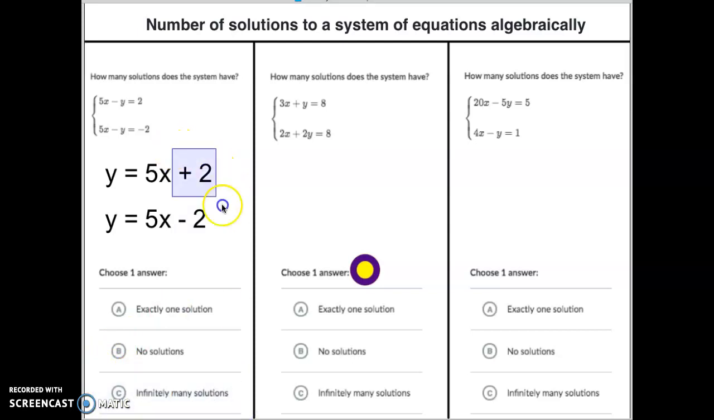But if the two y-intercepts are different from each other, they don't have to be opposites like this one is, just different. One could be plus 2, one could be plus 5, one could be minus 1. It doesn't matter. In this case, one's a positive 2 and one's a negative 2, so they're different. If they're different, that means the two lines go parallel to each other. So the answer here would be no solutions.